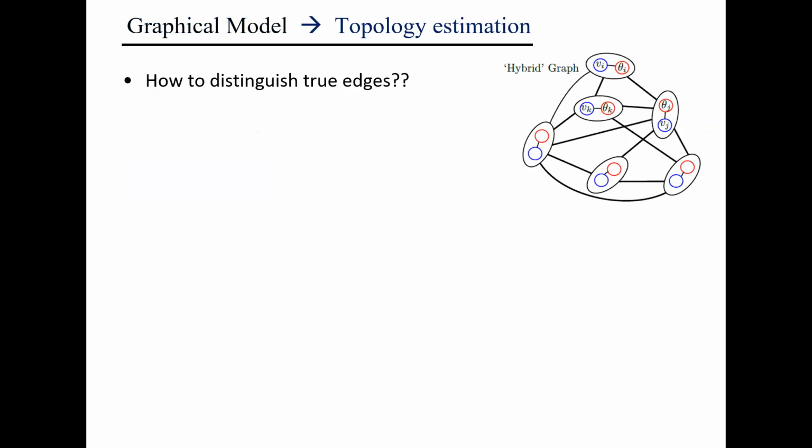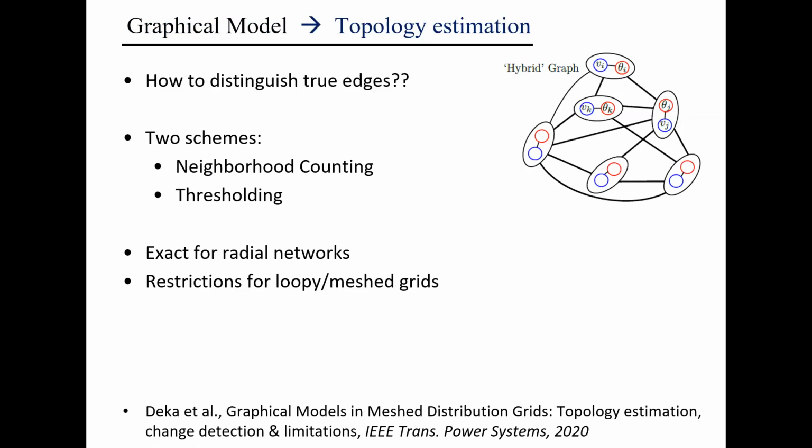But what we are really interested in is topology estimation and possibly change in topology after. Which means if you could estimate this graphical model or this hybrid graph, which includes both true edges and two hop neighbors, you have to identify which are the true edges and which are the spurious edges. And for that, we have two different schemes. One is what we are calling neighborhood counting. This is a topology or separation based rule, and the other is thresholding. And this is an algebraic rule for estimating the true structure.